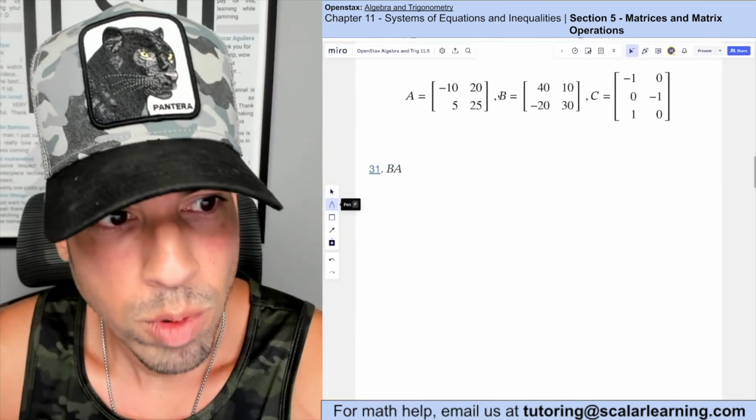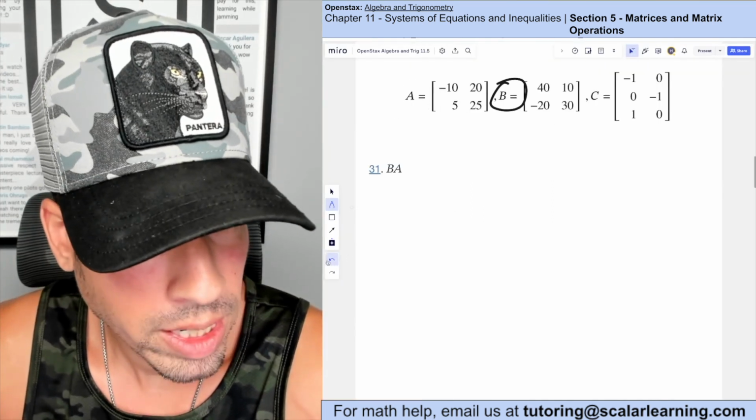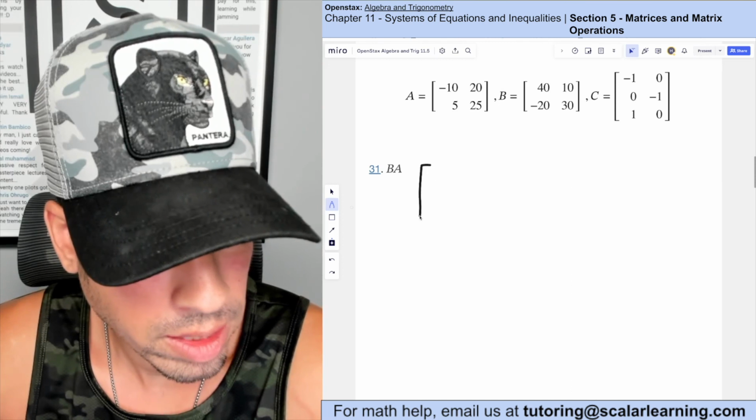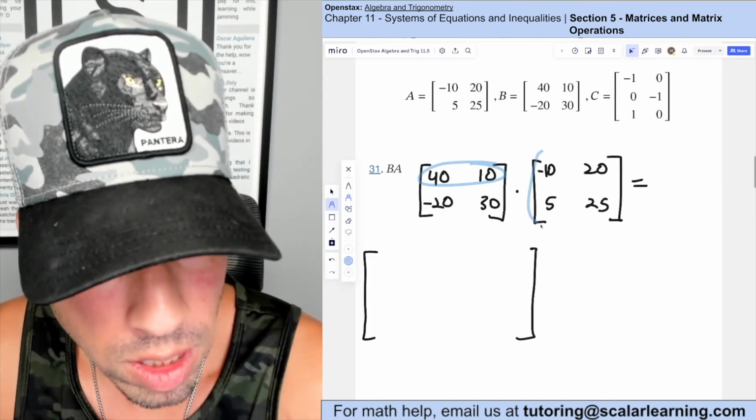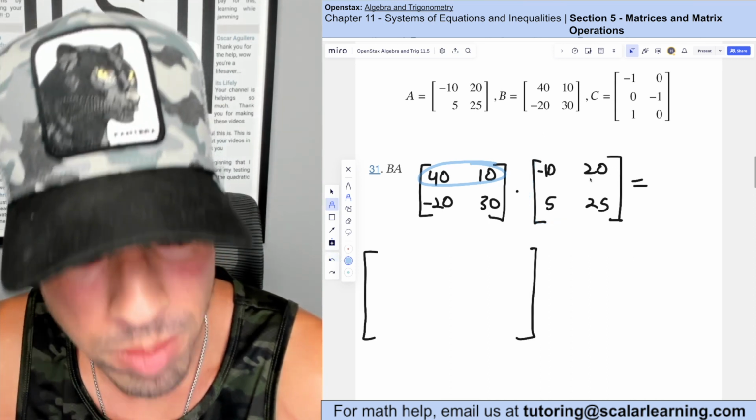Done. So for this one, we're multiplying B times A, and we're doing it in that order. So I'm going to rewrite in that order. So remember, when we multiply matrices, it's the first row times the first column, and then we go first row times second column, etc.